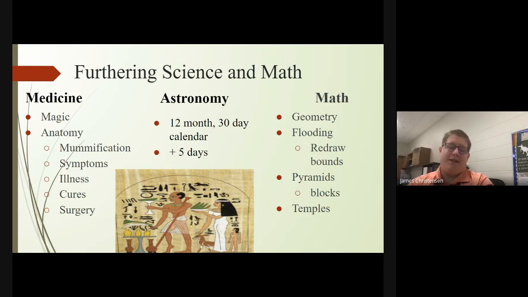In the process of astronomy, they discovered the 12-month, 30-day calendar and then added 5 days to it. And then in terms of math, we can thank them for things like geometry, the understanding of flooding and redrawing the boundaries, the pyramids and those blocks they used to build them, and the overall designs of the temples. Those provided a lot of inspiration to future civilizations and to the basics of medicine, astronomy, and mathematics going forward.